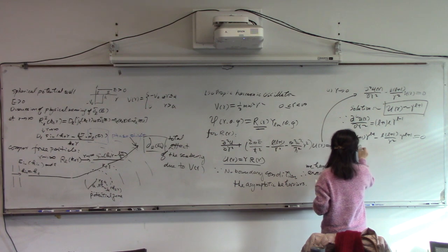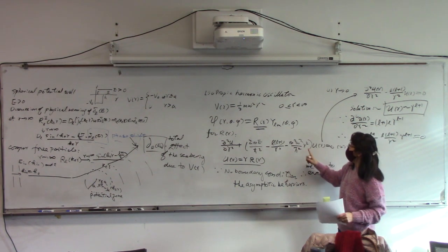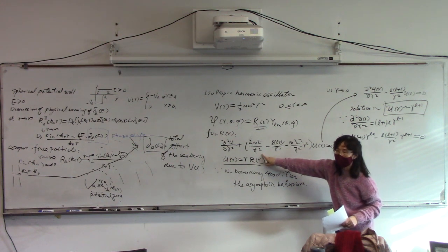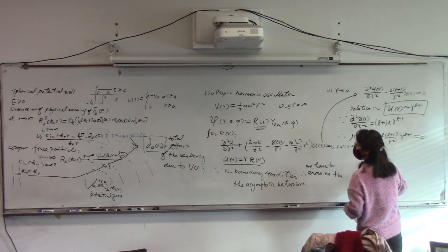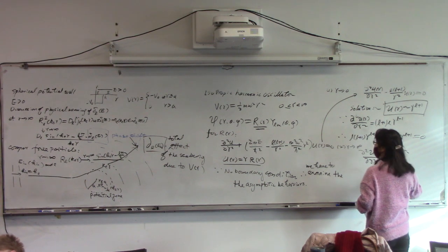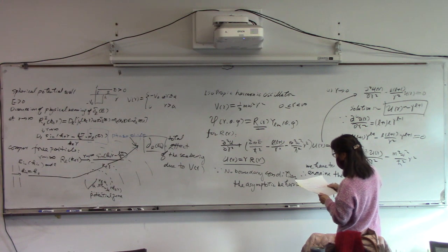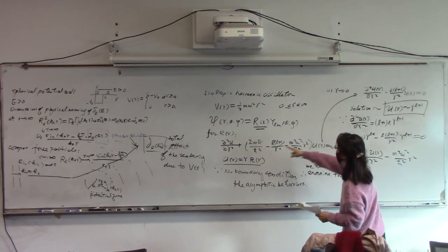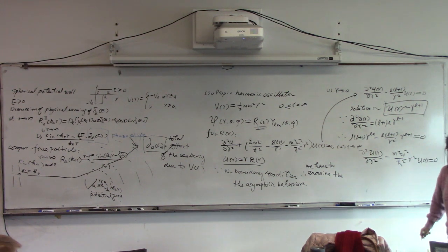r goes to infinity. This one can be ignored, right? And this one dominates. This one also can be ignored. So this is the partial derivative, minus m squared over h bar squared r squared. I think I missed something. Yes, there is an m. Equal to 0. So what is the solution of this?